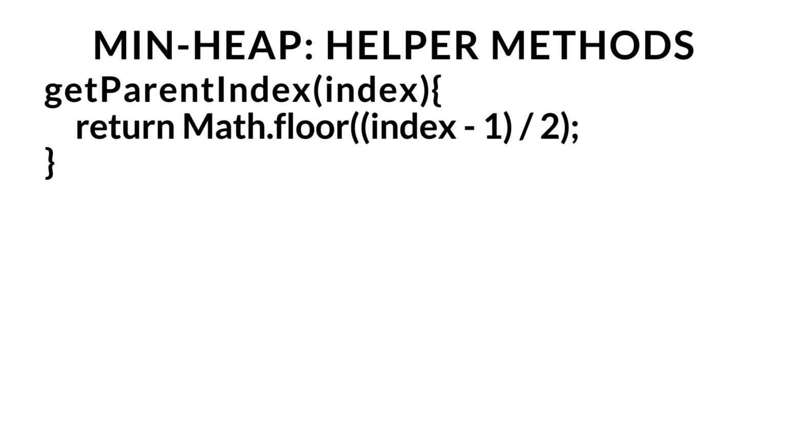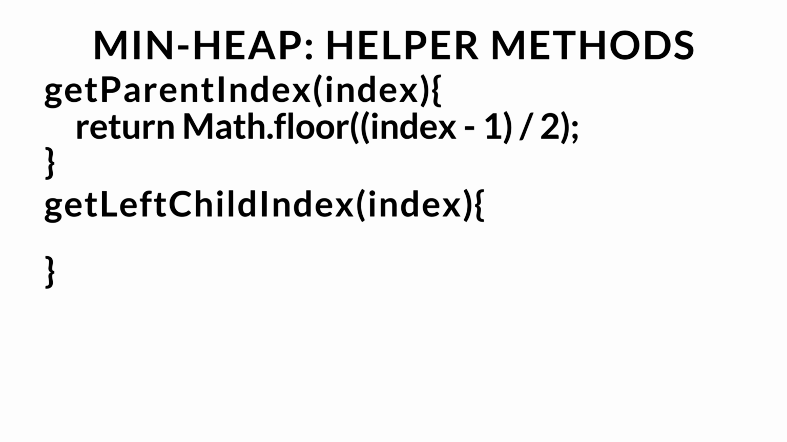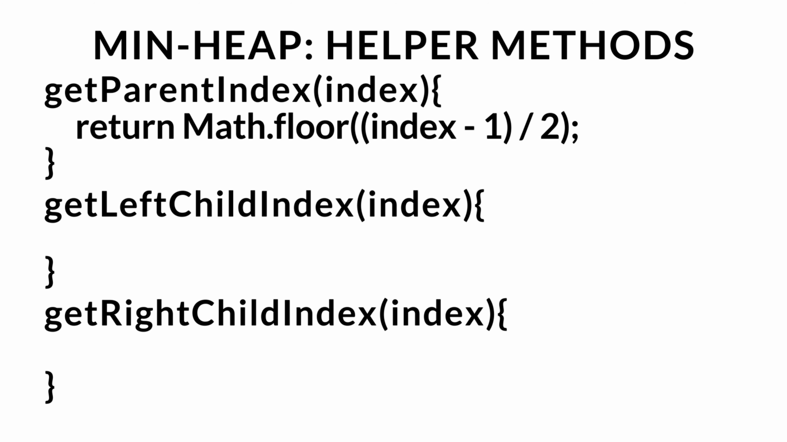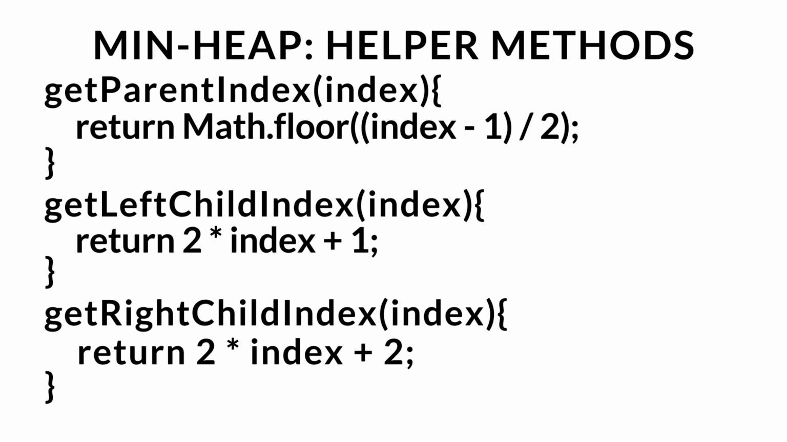Similarly, we're going to have a getLeftChildIndex and a getRightChildIndex, which will also have an index param, the index param being the index of the node you want to find the left or right child index of. So for our left child, we'll return 2 times the index plus 1, and for our right child, we'll return 2 times the index plus 2.